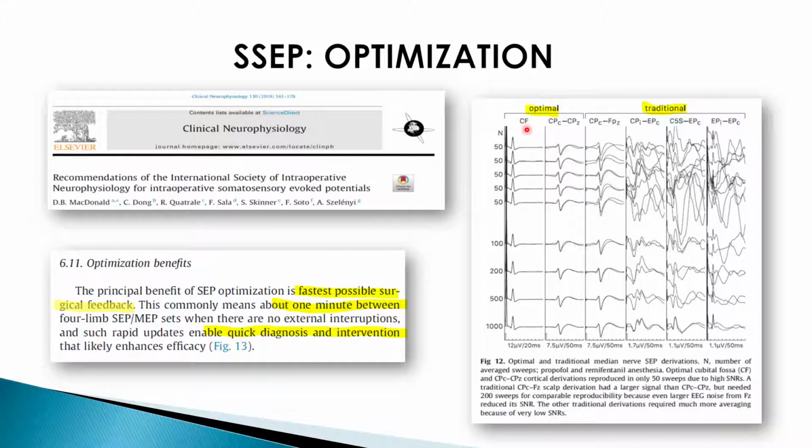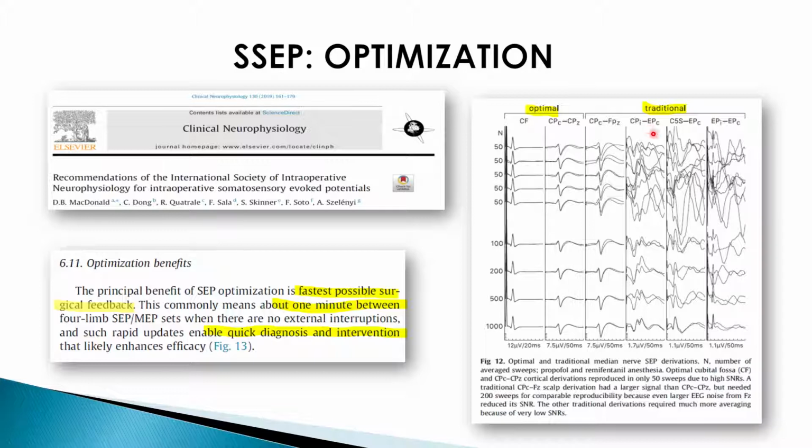As a peripheral response, they use the cubital fossa as opposed to Erb's point in the median nerve SSEP. They also use the contralateral cortex referenced to midline for a cortical. Here is the traditional montage that we do for median nerve.